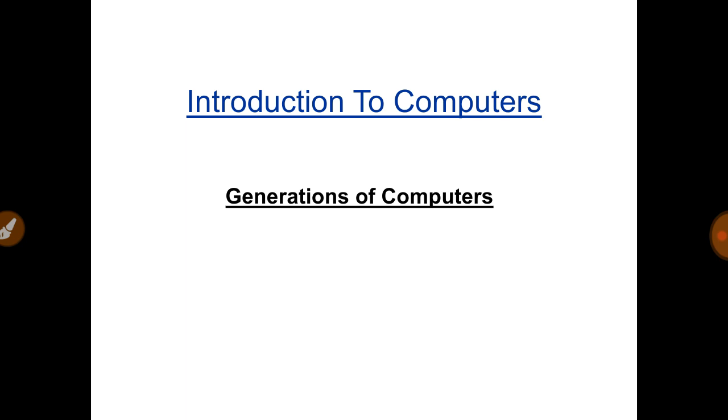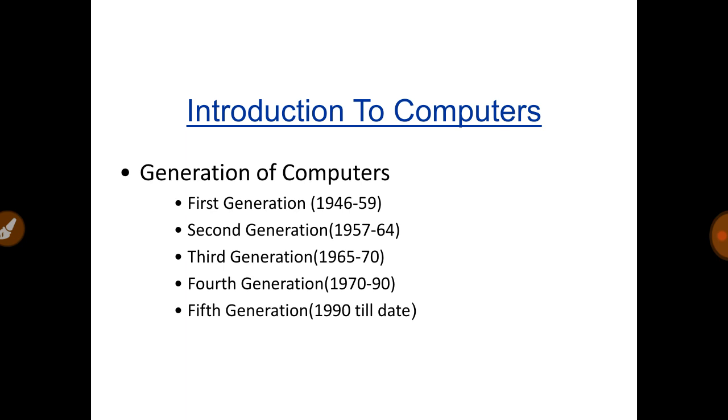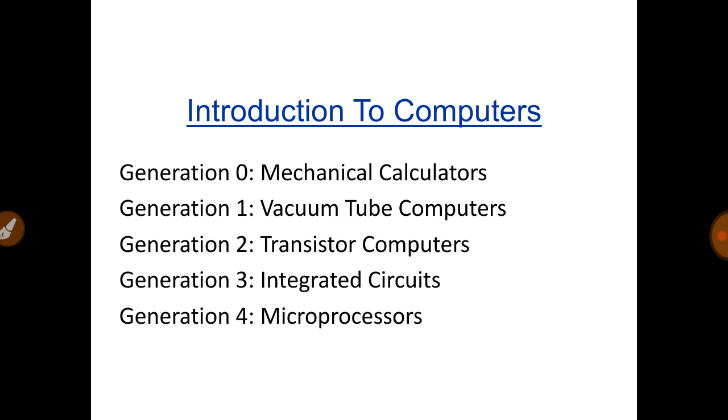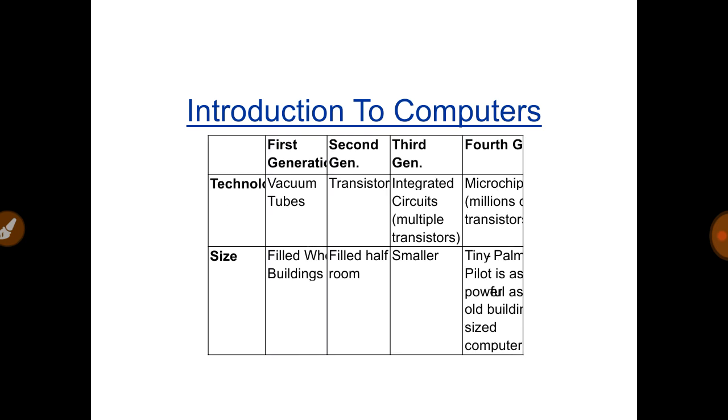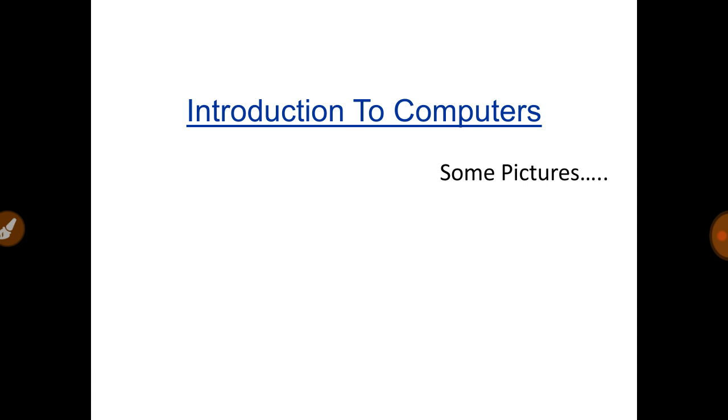Now, generations of computer. First generation, second generation, third generation, fourth generation, fifth generation. The first generation used mechanical calculators. The second generation used vacuum tubes and transistors. The third used integrated circuits. The fourth used microprocessors. Now you see the table of the generations of computer.